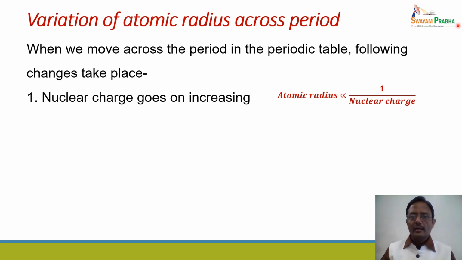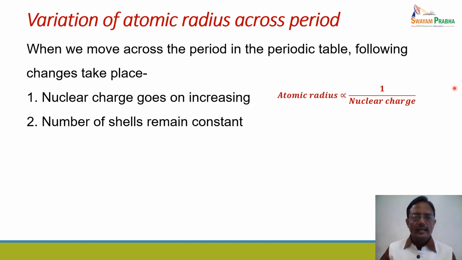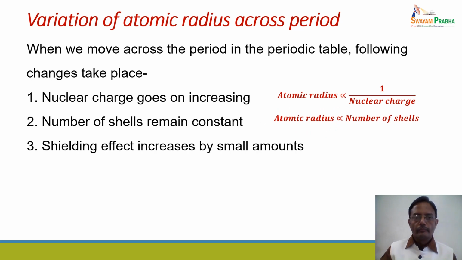So we know that nuclear charge increasing means atomic radius should decrease because it is inversely proportional to the nuclear charge. Secondly, number of shells remains constant because across any period the electrons are added to the same shell. We know that with increase in number of shells atomic radius increases, but since the number of shells remains constant, it will not have any effect on the atomic radius.